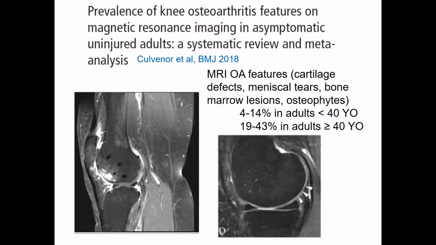If you're going to use MRI as a tool to treat people, you may be picking up people with some of these lesions who don't have symptoms. What you really want to know is who are these people with these OA features that are going to progress and become symptomatic? Because if you're going to enter them in a trial, those are the group that you want to have. So this is just something to keep in mind.